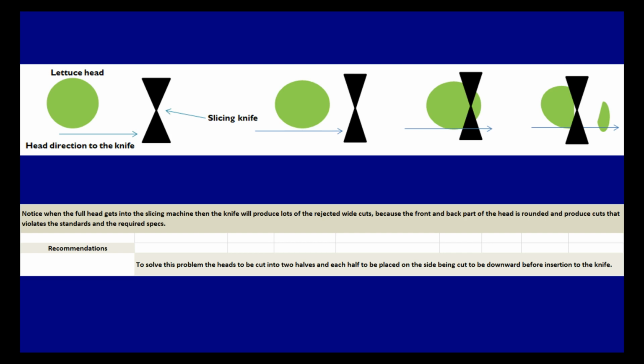Recommendations to solve this problem: the heads should be cut into two halves, and each half placed with the side being cut downward before insertion to the knife.